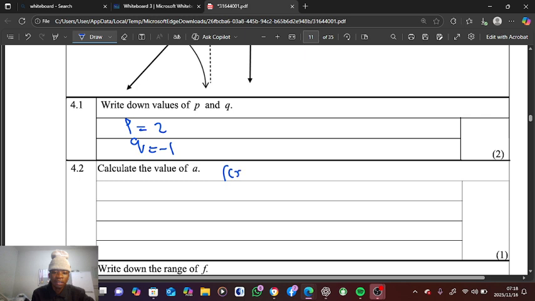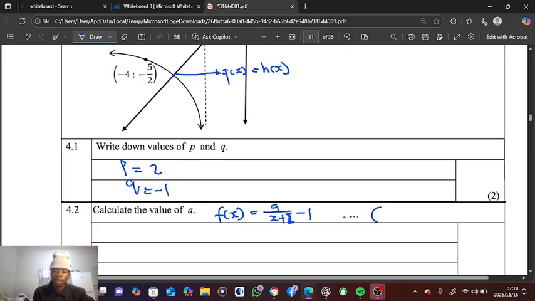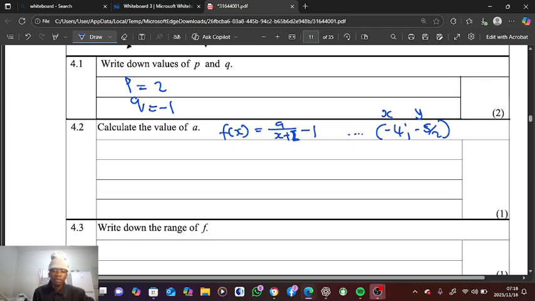Remember, f at x is now equal to a over x plus p, plus q, which is a over x plus 2, minus 1. So we're going to pick coordinates that are included on that graph. We have negative 4 and negative 5 over 2. They lie on our graph of f. This is the graph of f at x. So our points lie on that. This is x, this is our y. So we're going to substitute y where we see y, then x where we see x.